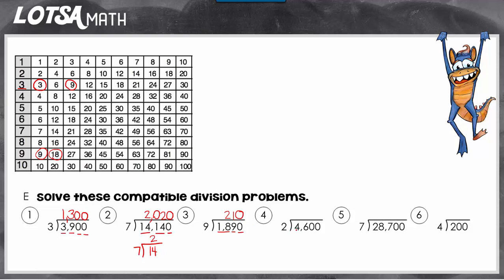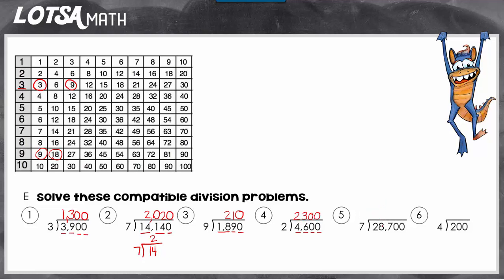On number 4, I see that the dividend is made up of 4 different multiples of 2: 4, 6, 0, and 0. So I'm going to do 4 individual division problems. 4 divided by 2 is 2. 6 divided by 2 is 3. 0 divided by 2 is 0. And 0 divided by 2 is 0.